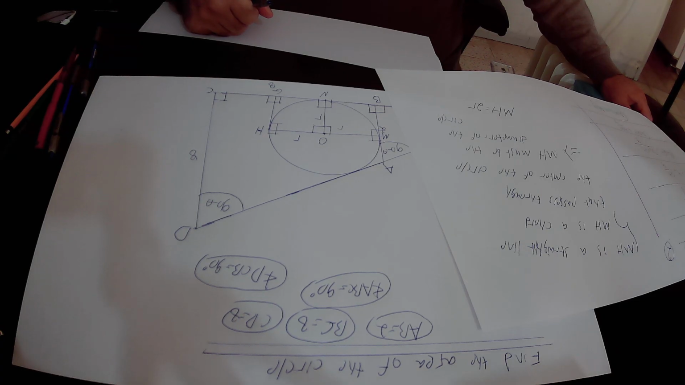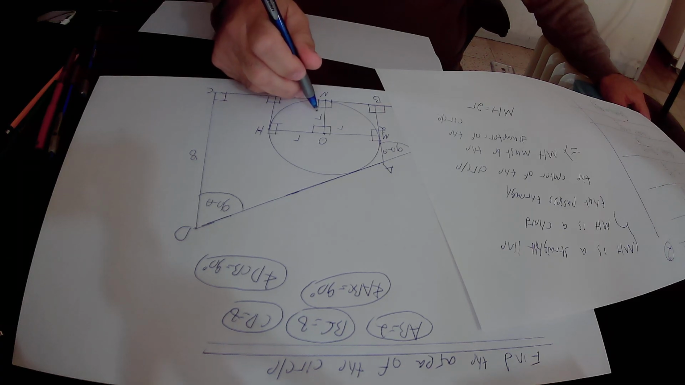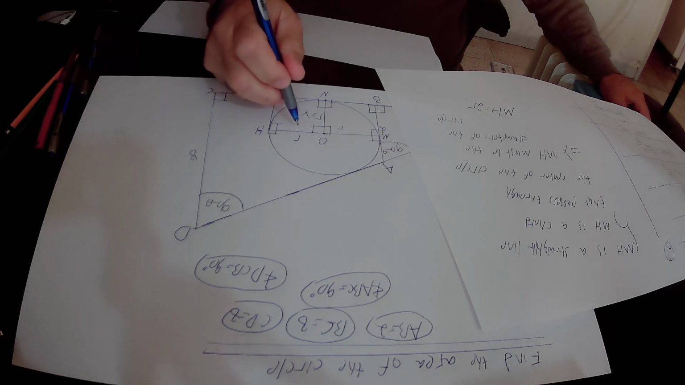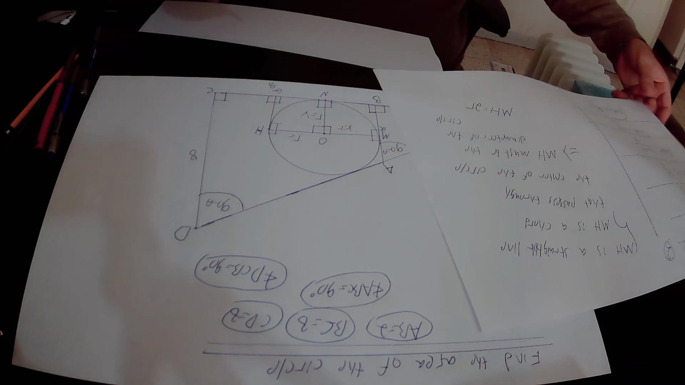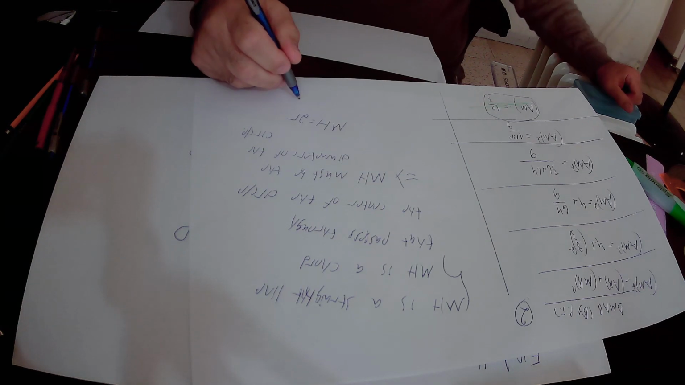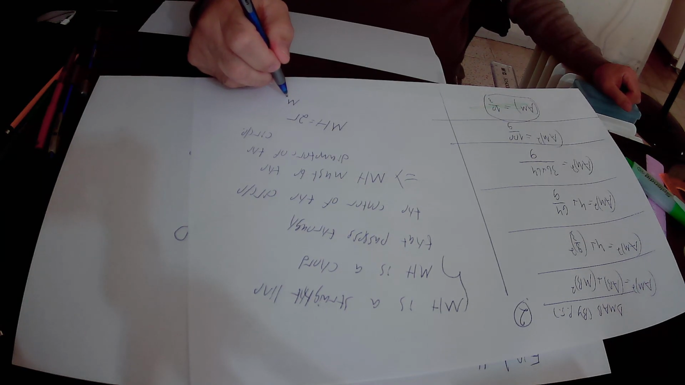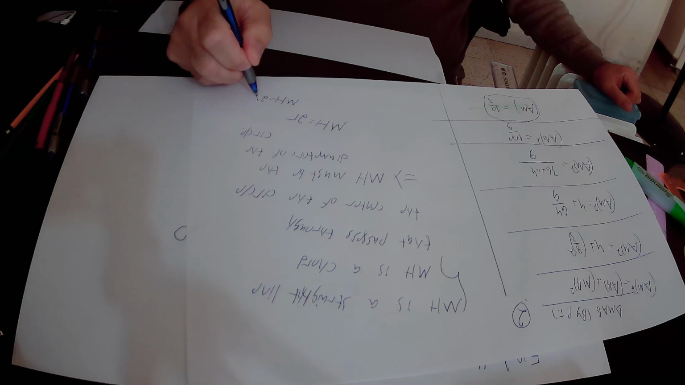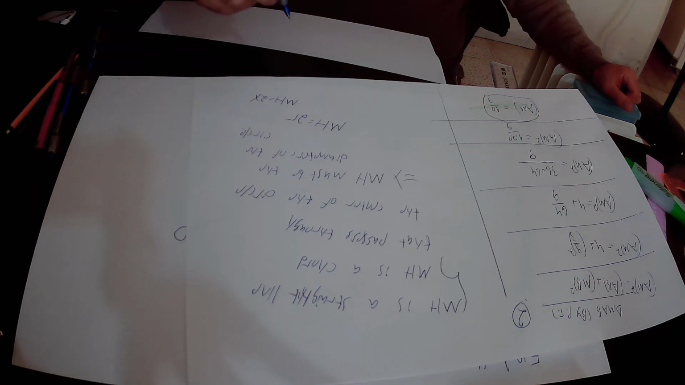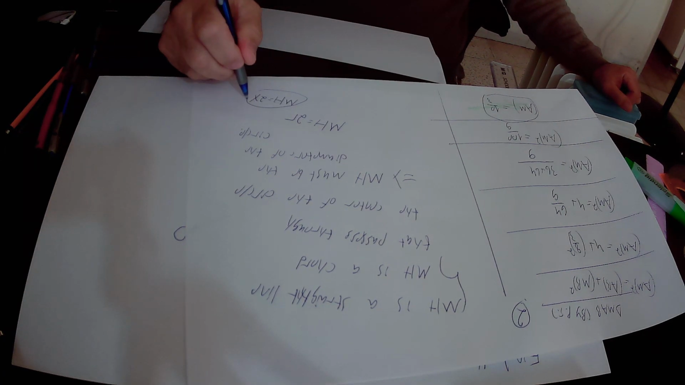We will define the radius of the circle not as R but as X. Okay, the radius of the circle is X. And therefore, MH is the diameter of the circle that is equal to 2x. MH equals 2x.